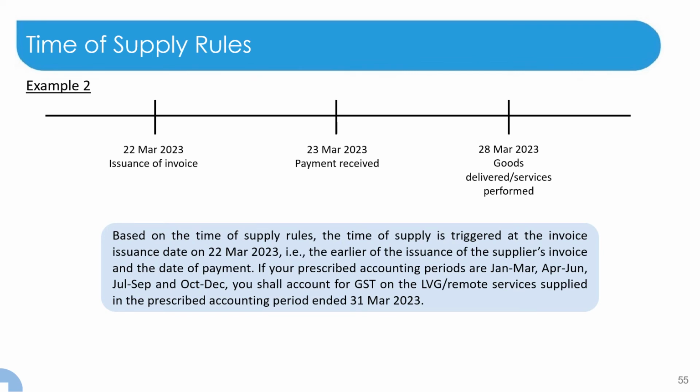Example 2 illustrates the time of supply rules. In this example, the invoice is issued on 22nd March 2023 and the payment is received on 23rd March 2023. Based on the time of supply rules, the time of supply is triggered at the invoice issuance date on 22nd March 2023, as the invoice is issued earlier than the date of payment. If your prescribed accounting periods are January to March, April to June, July to September, and October to December, you shall account for GST on the LPG or remote services supplied in the prescribed accounting period ended 31st March 2023.